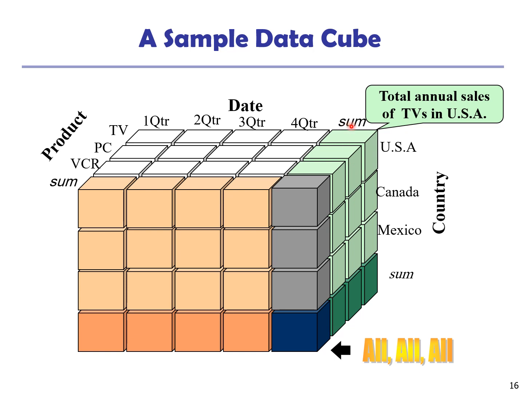So it will be the annual sales of TV in all of the countries. The annual sales of the PC in all of the countries, and the annual sales of the VCR in all of the countries. Here we have another sum. So here it will be the sum of all the sales that took place in all products in the first quarter of the year. Here it will be the sales of the second quarter. Here it will be the sales of the third quarter for all products.